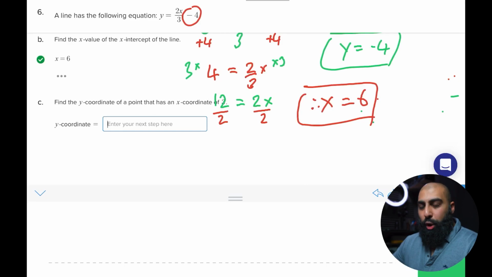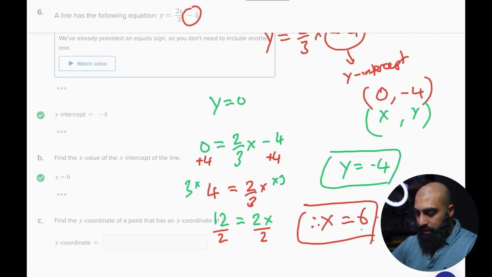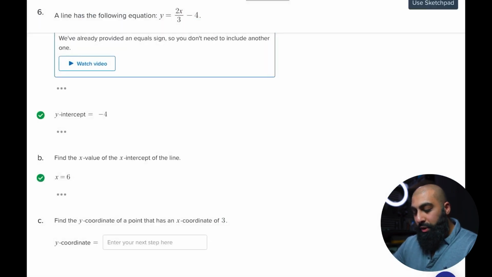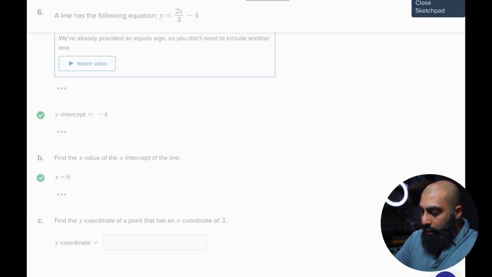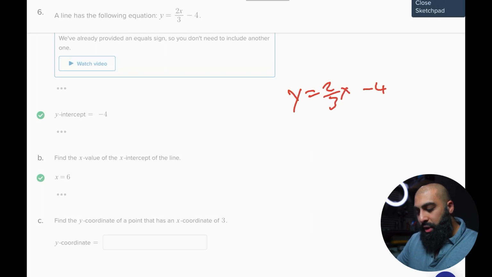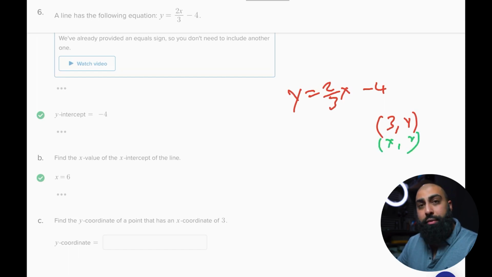Third question, or part C, it says find the y-coordinate of the point that has an x-coordinate of 3. Let's clear this out so we can see what it says. Our equation is y is equal to 2/3 x minus 4. We've got an x-coordinate of 3. We don't know what the y is. We're going to substitute this value of 3 into the equation.